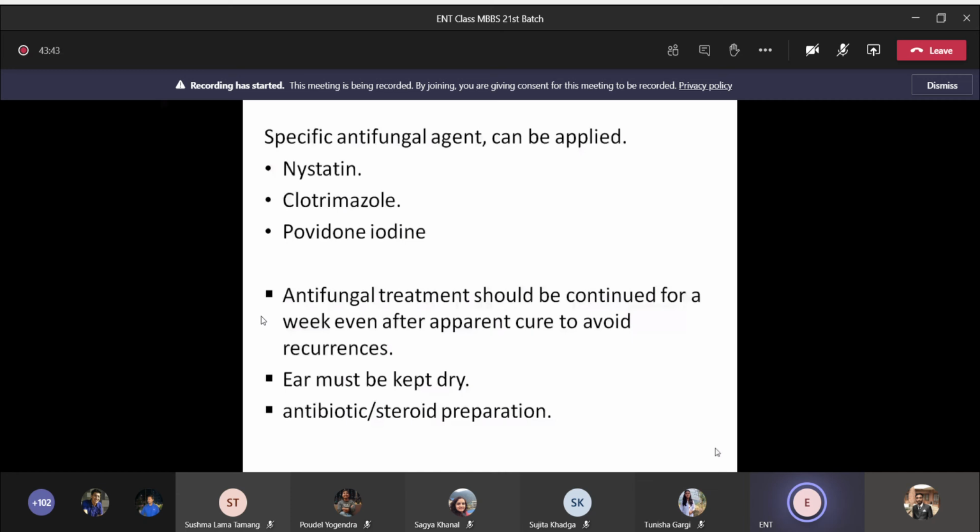So the basic idea is that even after the apparent cure, in order to avoid recurrence, the antifungal treatment should be continued for up to 1 week, okay, even after there is apparent cure. Ear must be kept dry, and then you have to give antibiotic steroid preparation.